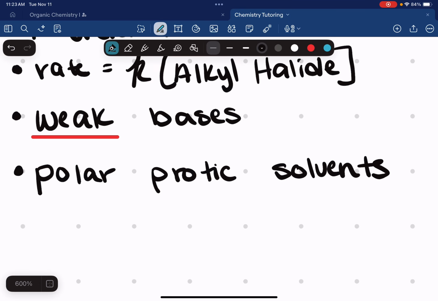So what do we say about protic solvents? Remember, they can hydrogen bond. We'll go over, yeah, that's fine. We'll just leave it there for now.